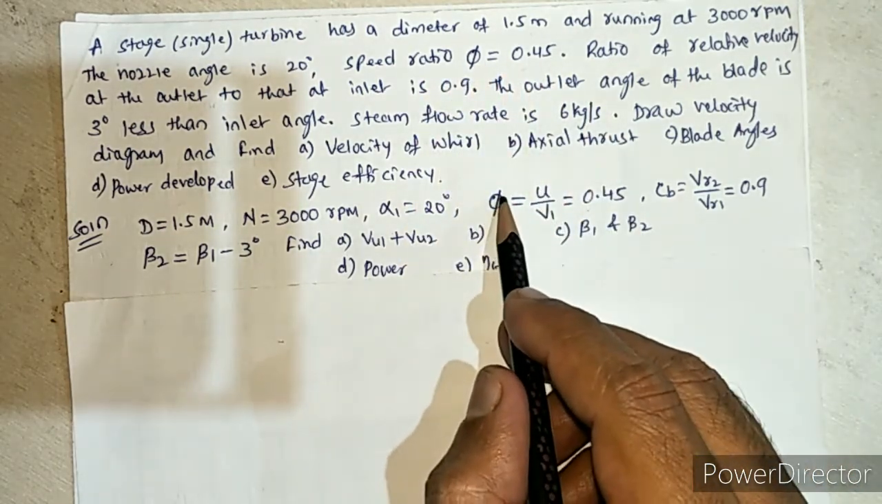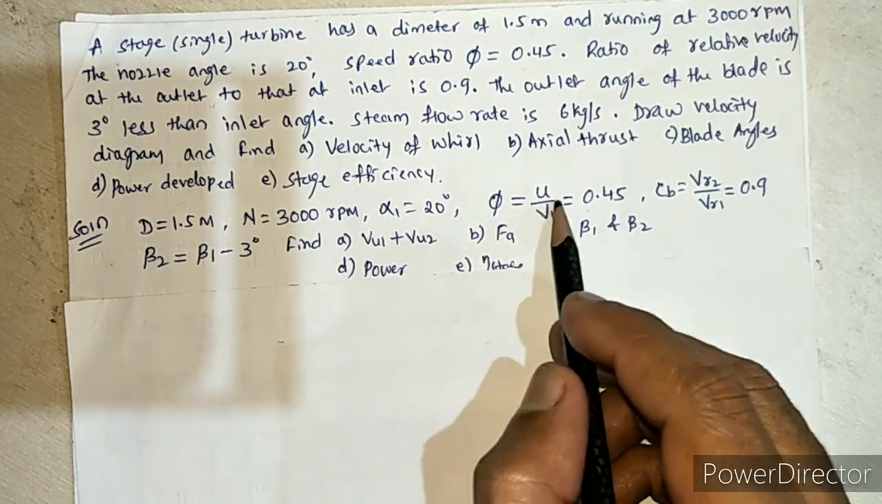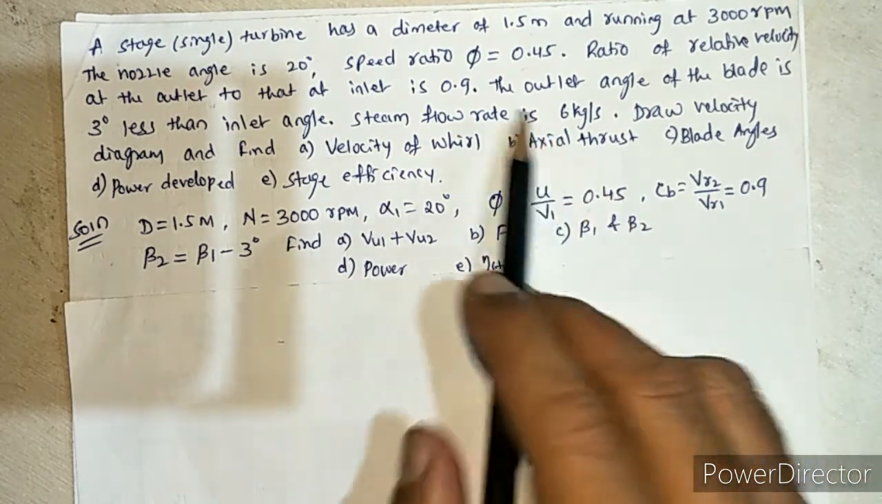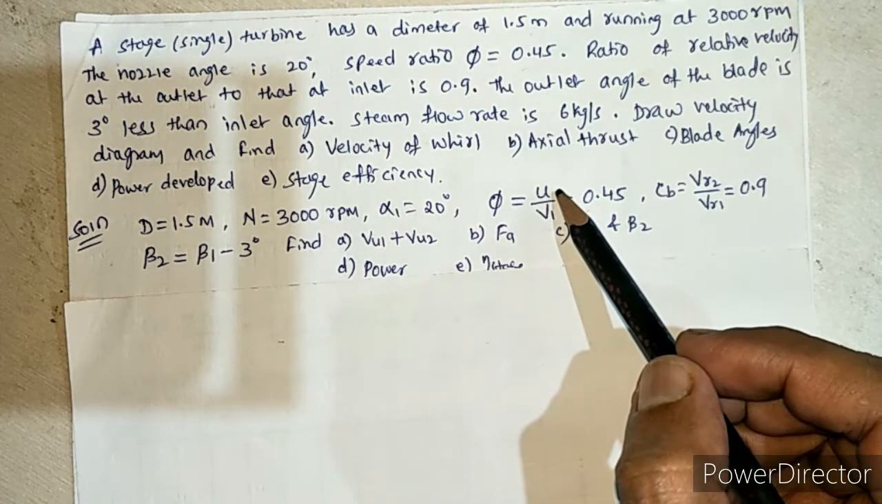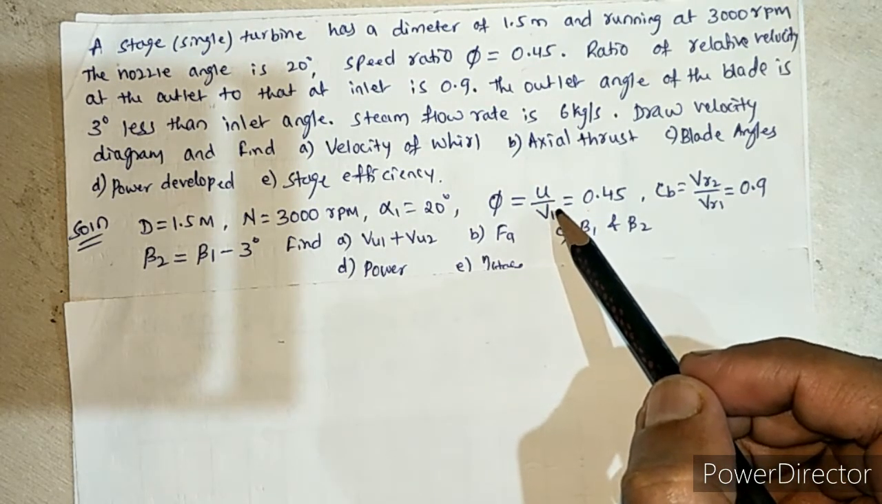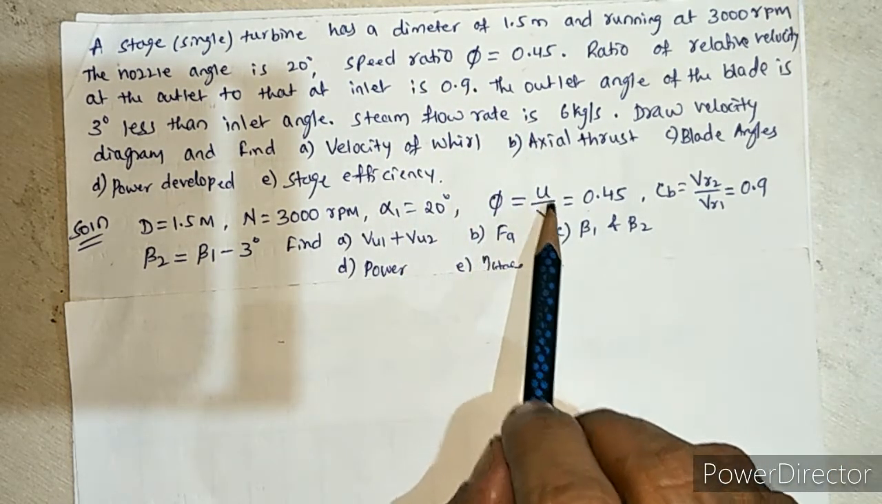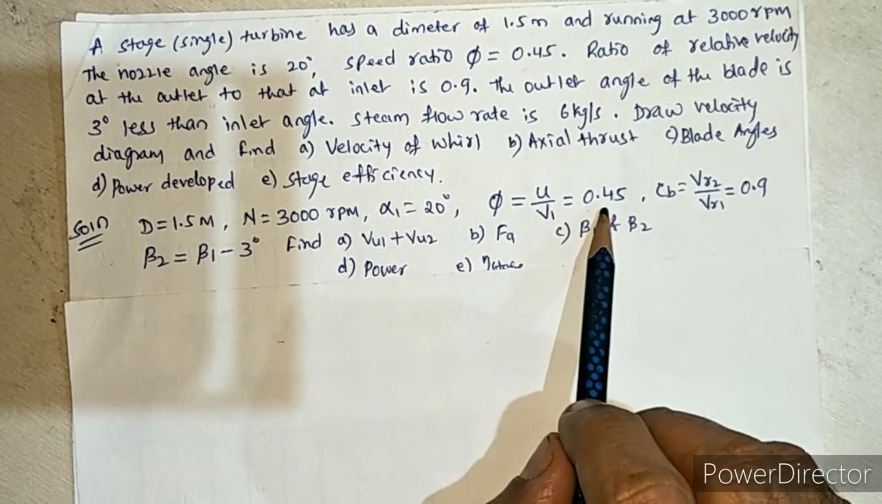We can write the speed ratio phi is equal to u divided by v1 is equal to 0.45. This is the equation for speed ratio. It is usually written as the peripheral velocity to the inlet velocity of the jet. So speed ratio is given by u divided by v1, and this ratio is 0.45.